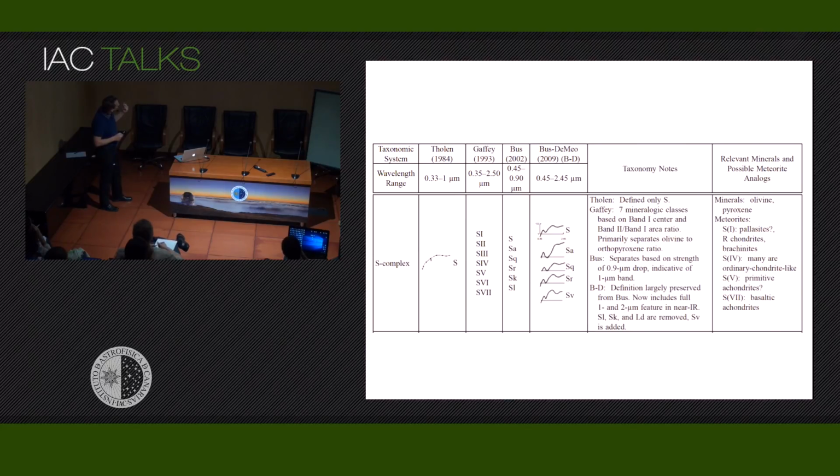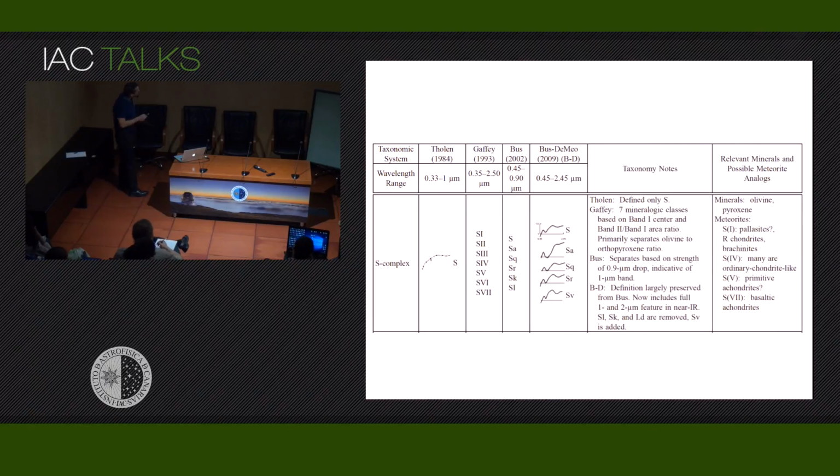Band 2, band 1 area ratio, so band 1 is basically here, band 2 here, and then this separates in his taxonomy, olivine-orthopyroxene ratio is the basic thing. The Bus has this kind of particular drop at 0.9 micrometers, and you see this is the typical thing with spectra that one starts to think about. Really minute changes in the spectra, some features that are particular for certain minerals there.